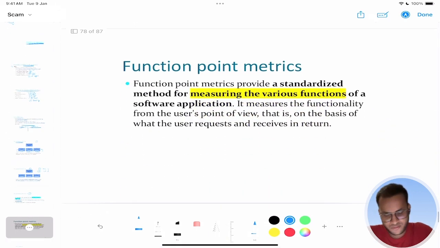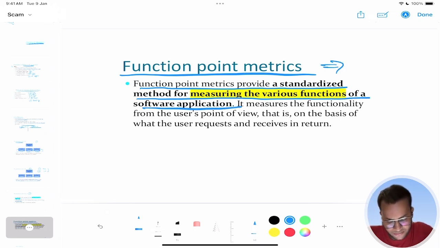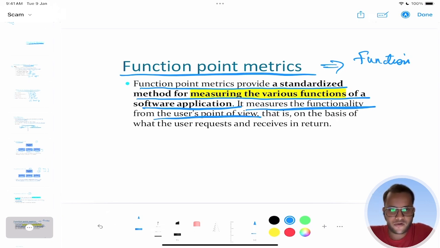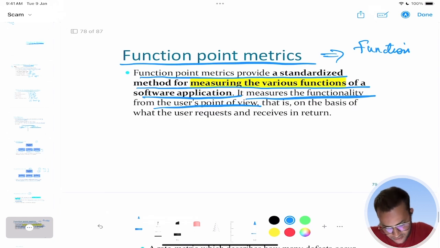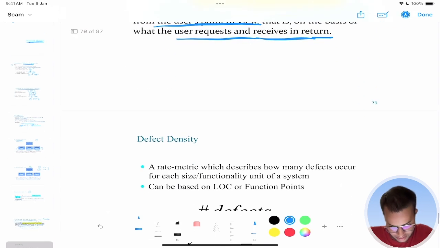Now, the solution to this problem is the function point metric. Function point metric provides a standardized method for measuring the various functions of a software application. Basically, what the function point metric does is measure the functions that the software has produced. It measures the functionality from the user's point of view: what all functions I can access from the software, and on the basis of what the user requests and receives in return, like what I will request and what I'll get in return.